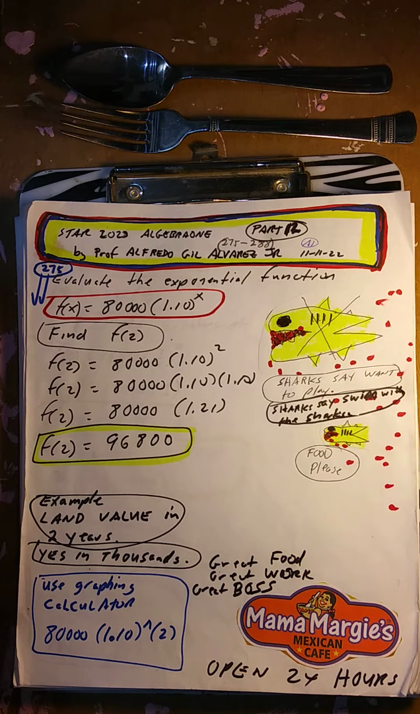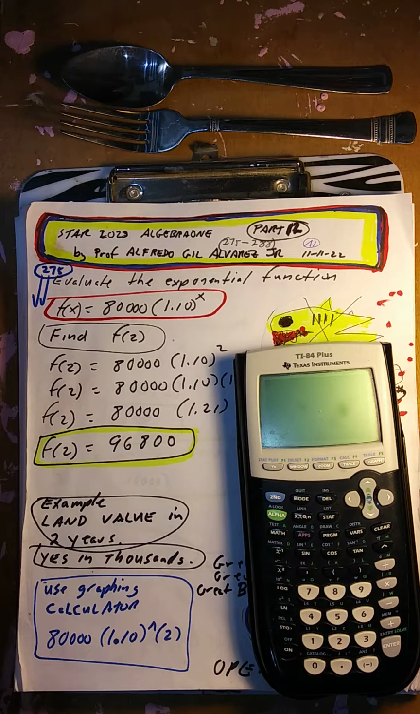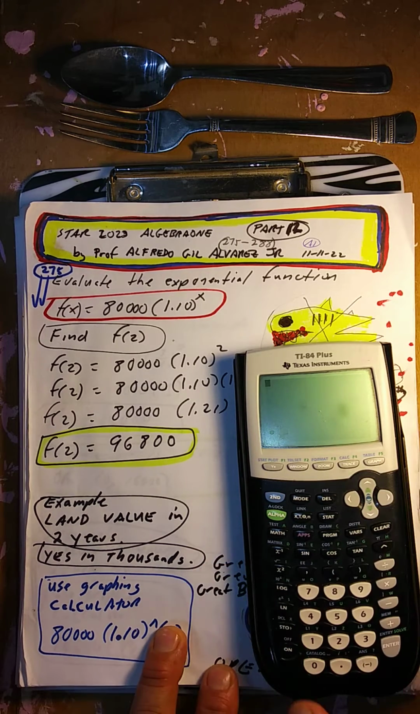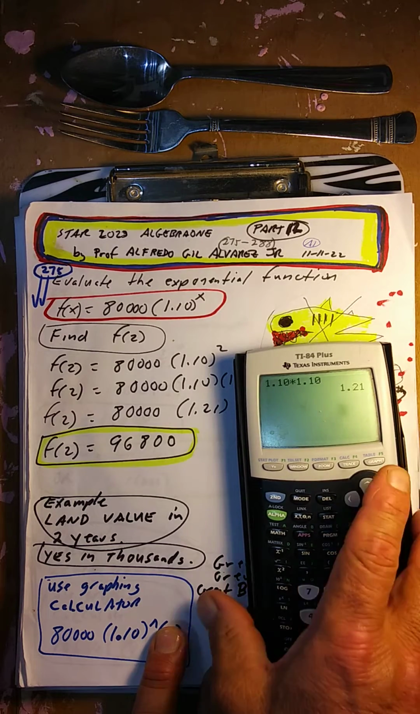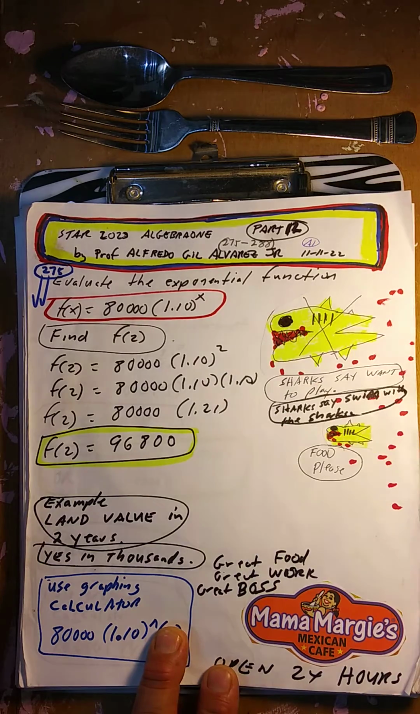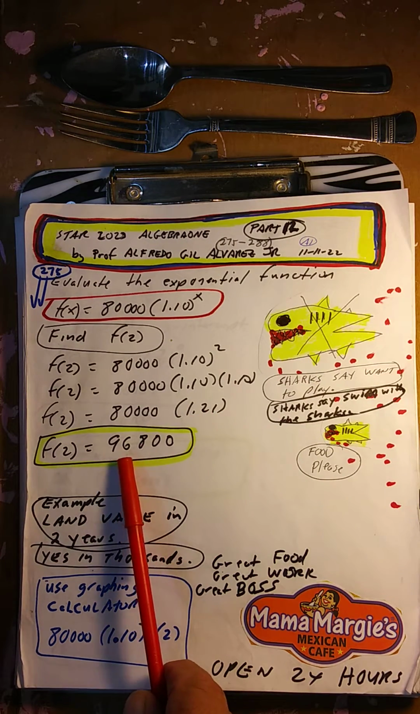Again, you can use a calculator if you want to. One of these machines might help you in the multiplication. 1.10 times 1.10, and you get 1.21. Yay, it works. So now, once you get this number, multiply those two numbers together, and you're going to get 96,800.